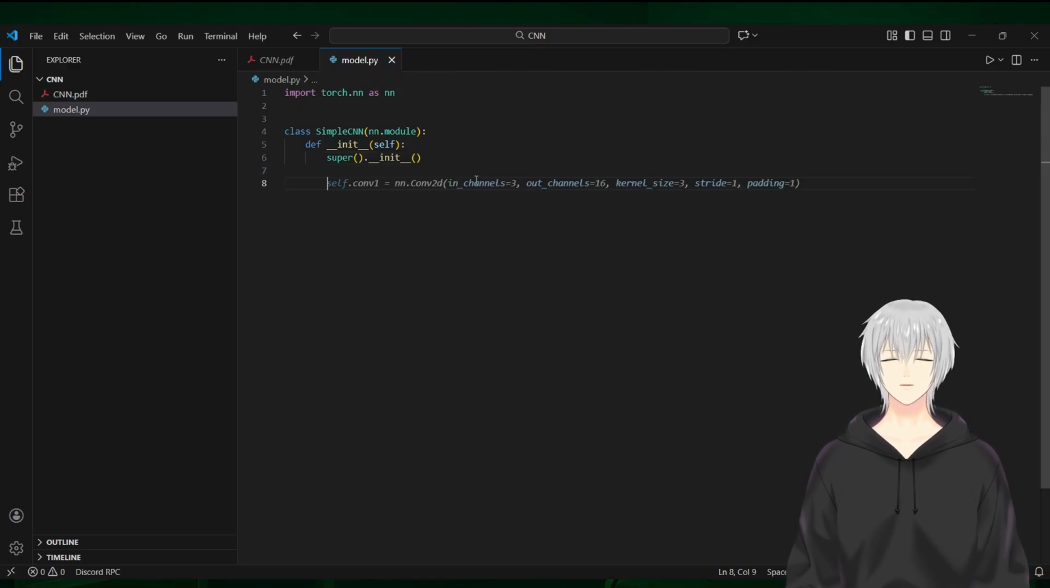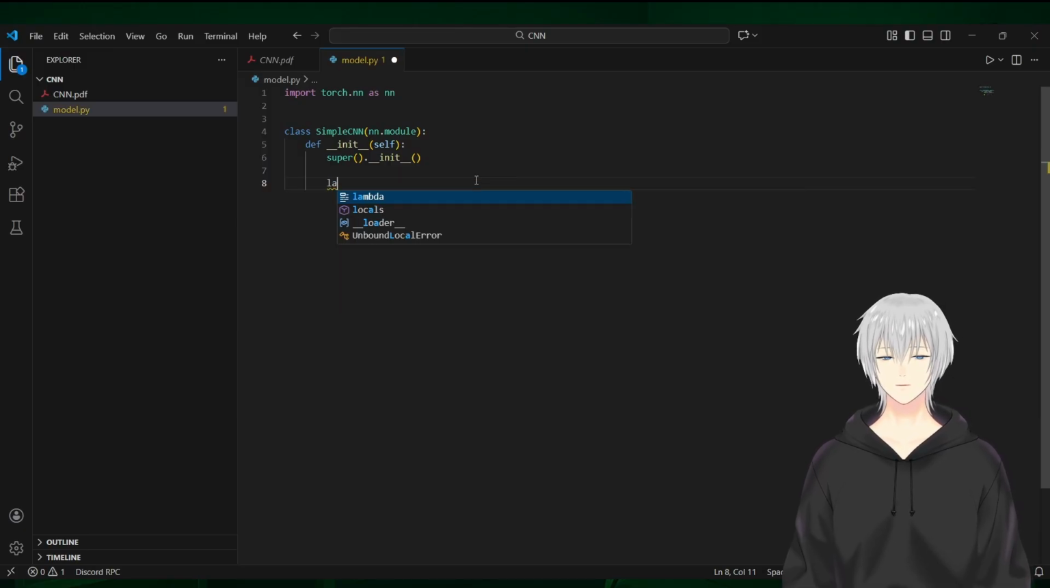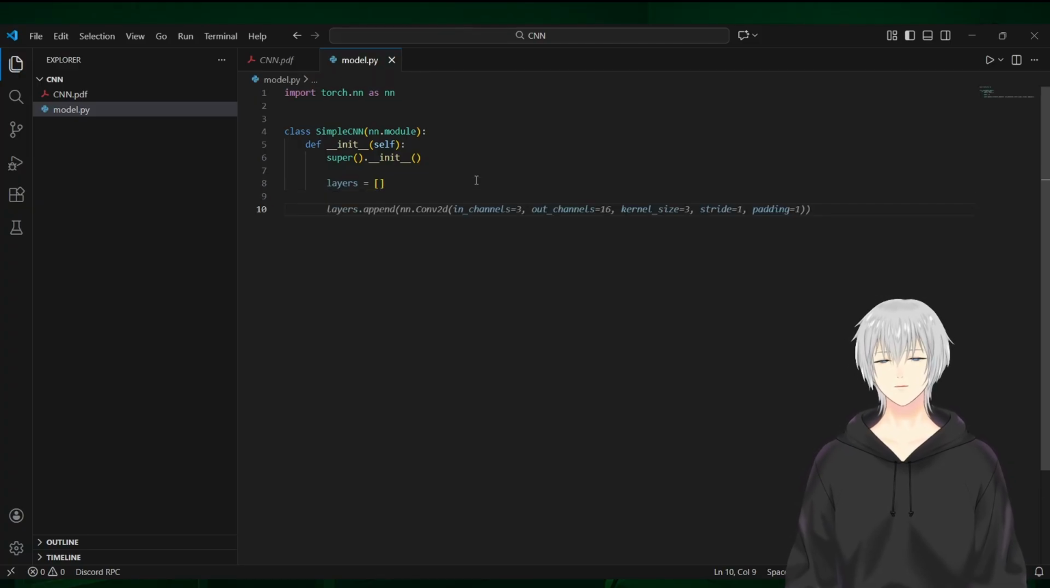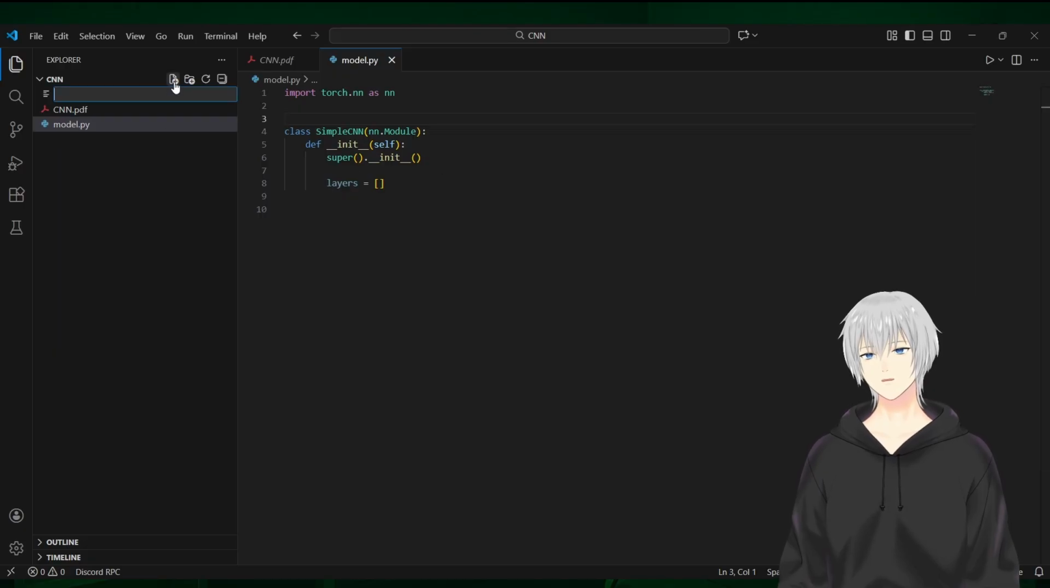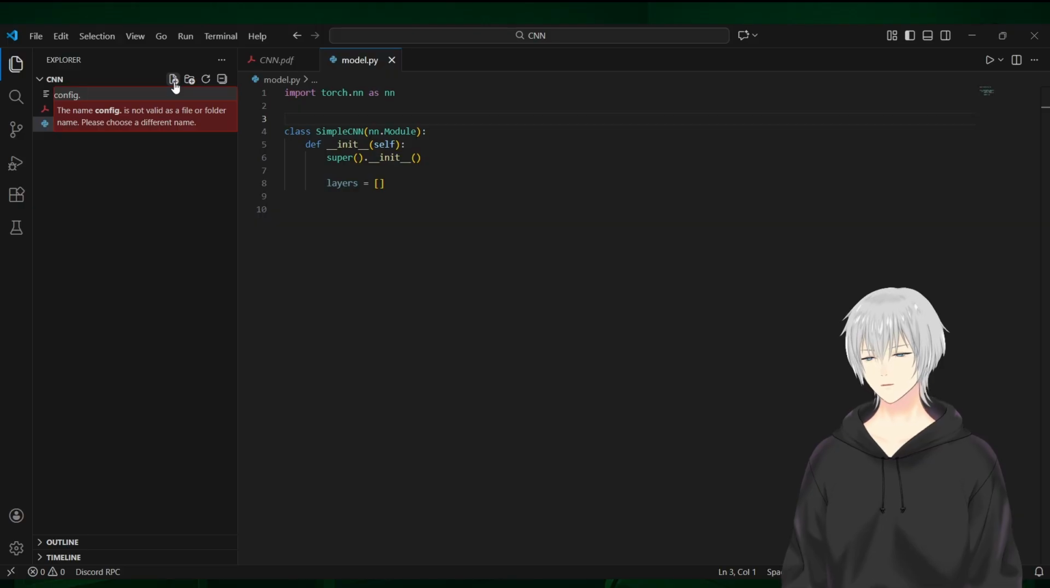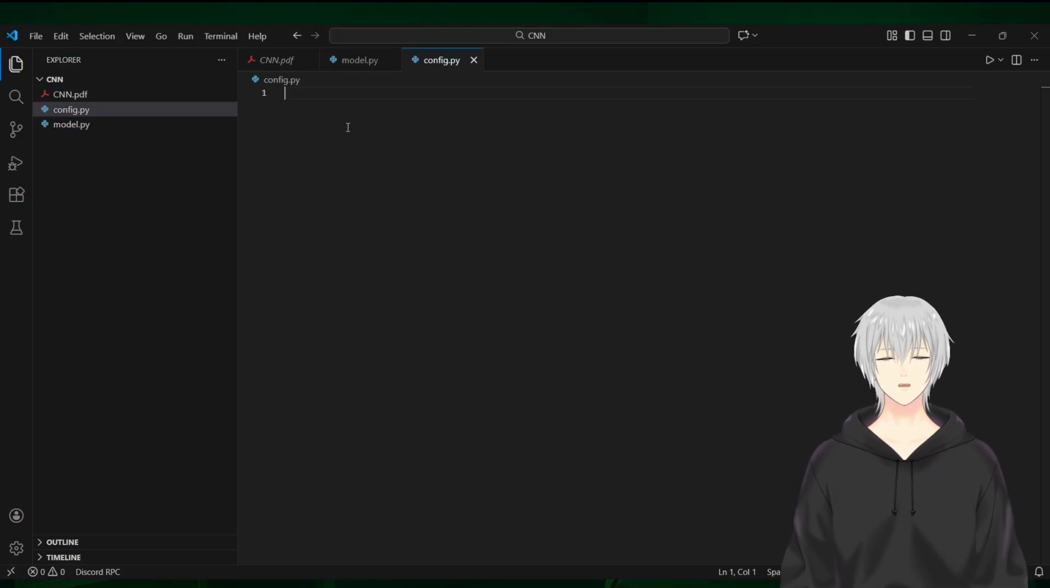Okay. Then what can we do? Layers is equal to that. Oh, we can also do... okay, yeah, let's fix that. And here we need to do config.py or JSON. I think we should do py because that's much easier.